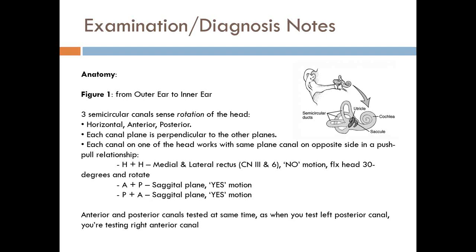There's a quick note here on the muscles: we use the medial and lateral rectus in the eye, and we know that those pull the eyes side to side and help us essentially look side to side. So the way you want to test the horizontal canal is to flex your head by 30 degrees and then rotate it. A lot of times if we're biasing the horizontal canal and the horizontal vestibular ocular reflex, we'll be flexing our head 30 degrees and rotating. And then the anterior and posterior semicircular canals, you can bias them at the same time by nodding yes, by nodding your head up and down.